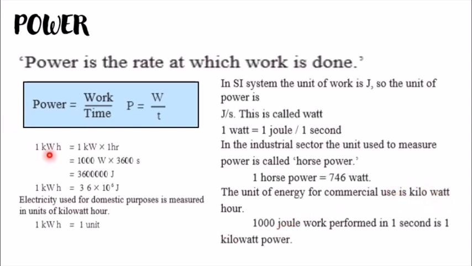So if we need to find 1 kilowatt hour, it is 1 kilowatt into 1 hour. 1 kilowatt is 1000 watt, multiplied by 1 hour, which has 3600 seconds. If we multiply both, we get 36 lakh joule. This we can write as 36 into 10 raised to 6 joule. So 1 kilowatt hour is equal to 36 into 10 raised to 6 joule. This is the one unit, that is, 1 kilowatt hour is just one unit.